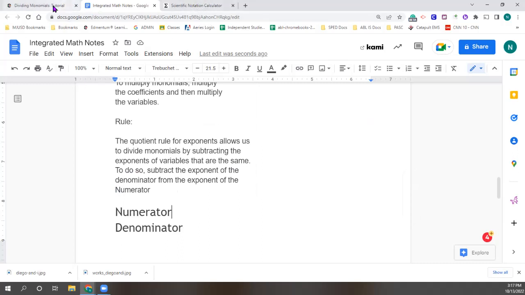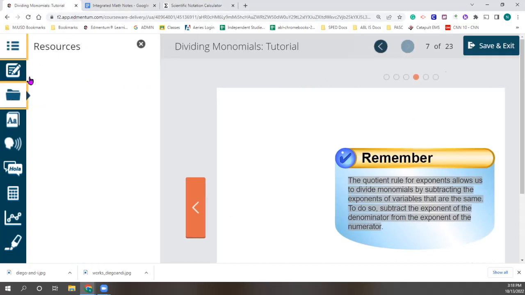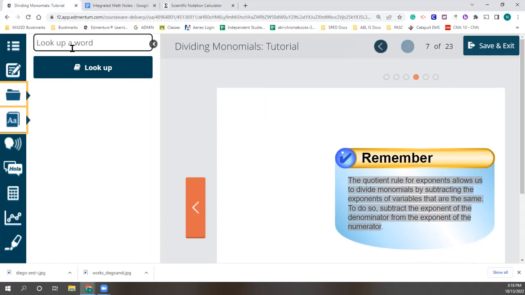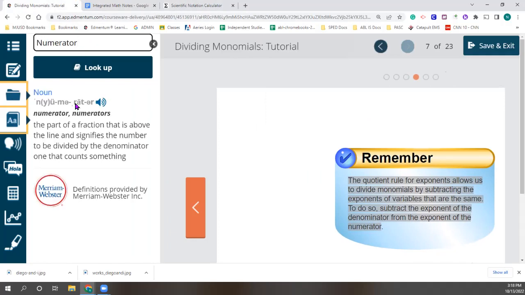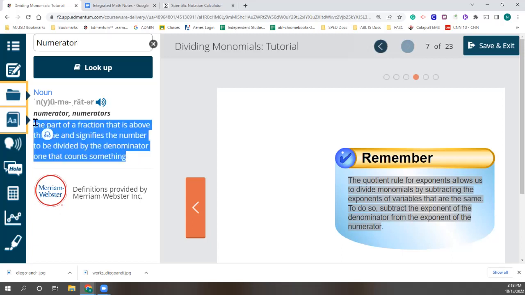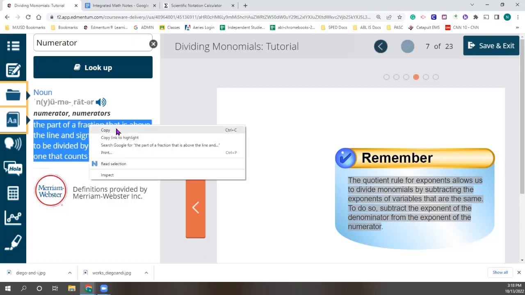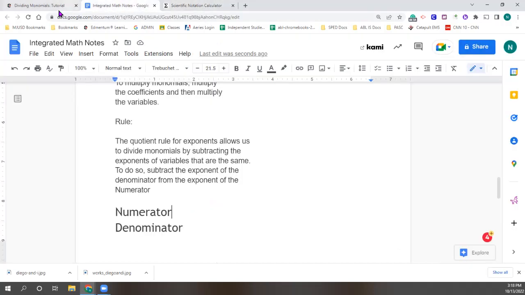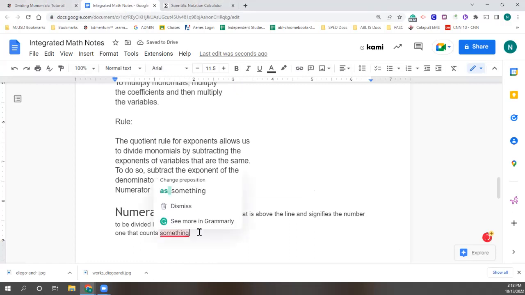We can go through, and there's no glossary, but we do have a dictionary. Numerator. The numerator is the part of the fraction that is above the line, the number to be divided by the denominator, which is the number below the line. So why am I doing this? Because the test might say identify the numerator or whatever. To be able to understand this rule, we need to know this.